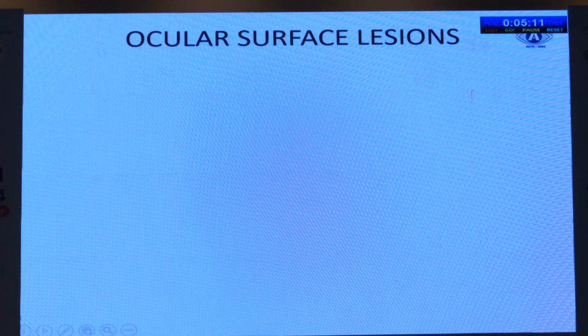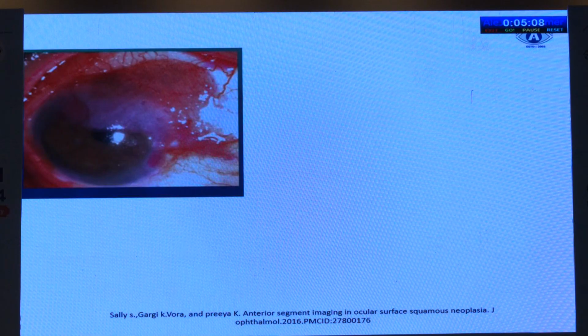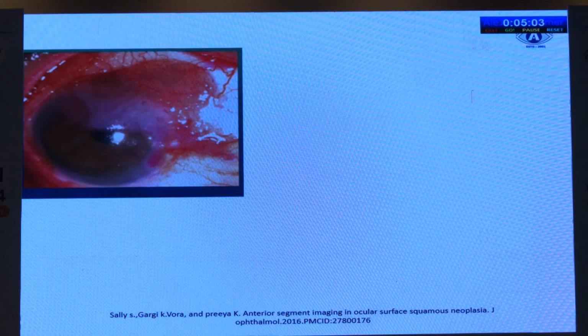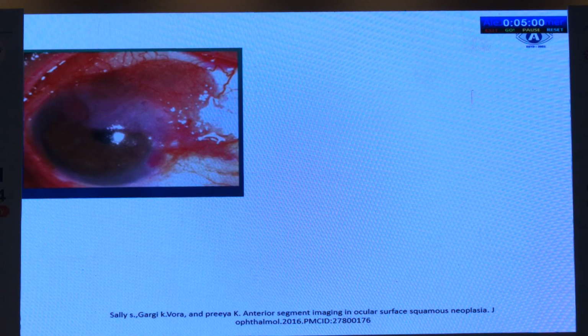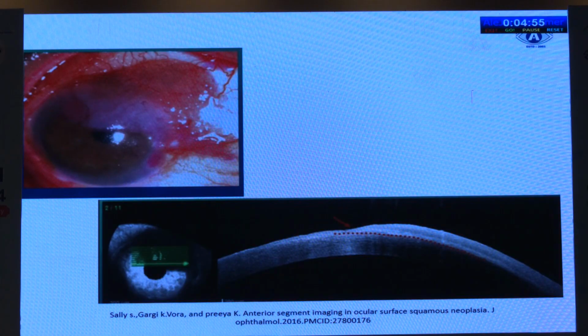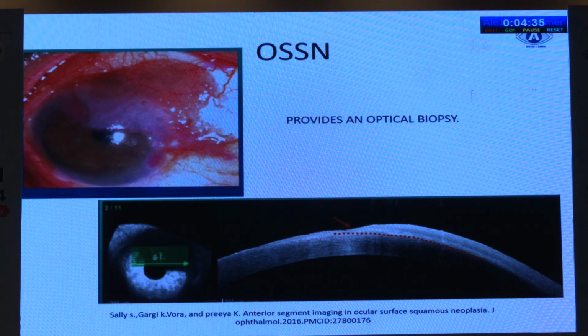So it helps us in diagnosing various ocular surface lesions. In this clinical picture, we can see a conjunctival lesion extending onto the cornea, which is a gelatinous lesion, and it is rose Bengal stain positive. On doing an ASOCT, we find an abrupt transition from normal to abnormal epithelium. There is increased epithelial reflectivity and a clear demarcation line between the normal and abnormal epithelium, and it has not ruptured the Bowman's membrane. So this is a case of OSSN, and it gives us an optical biopsy.